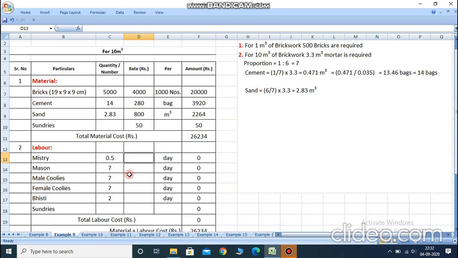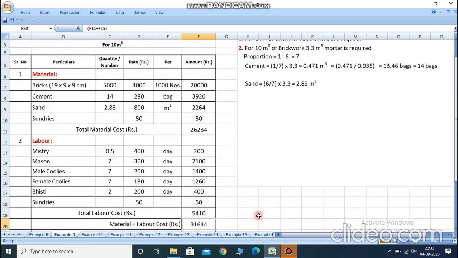Now one by one we take the per day amount. Per day Mistri amount is 400 rupees, mason amount is 300 rupees, male coolie is 200 rupees per day, female coolie is 180 rupees per day, and bistri is 200 rupees per day, and we include 50 rupees extra cost. So the total summation of Mistri, mason, male coolie, female coolie, bistri and extra cost, the total labor cost is 5,410 rupees.